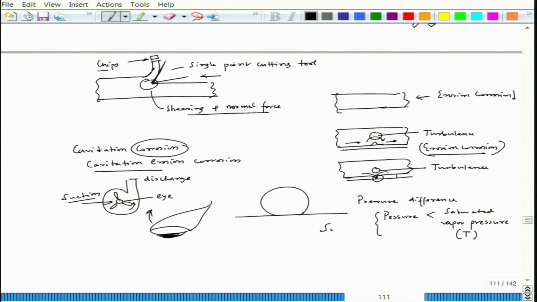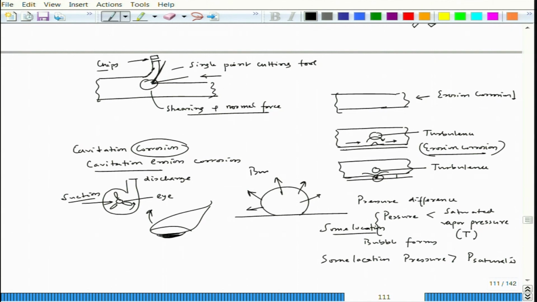the pressure drops below the saturated vapor pressure, and at that time a bubble forms, and at some location the pressure increases beyond the saturated vapor pressure, fine. So, then this bubble will collapse, or we would say burst. So, the bursting of bubbles leads to a shock wave.